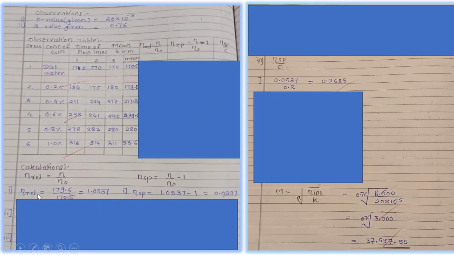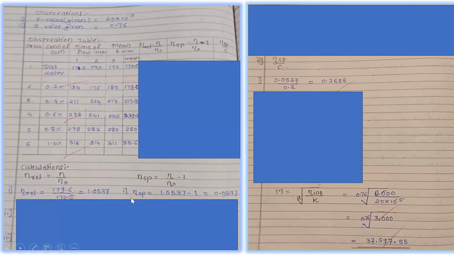So the calculations we do here: the relative viscosity means 179.6, this is the time flow for the solution 0.2%, divided by η0, which means the mean time flow of your solvent, that is distilled water, 170.5. So when you calculate it, we'll get the value of relative viscosity.